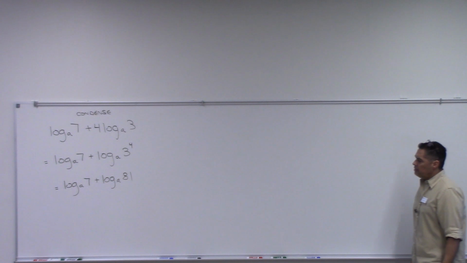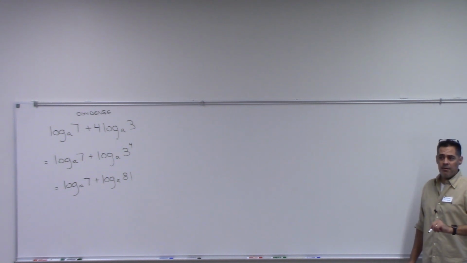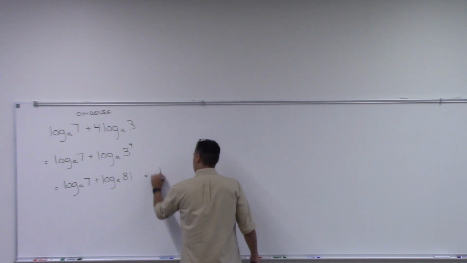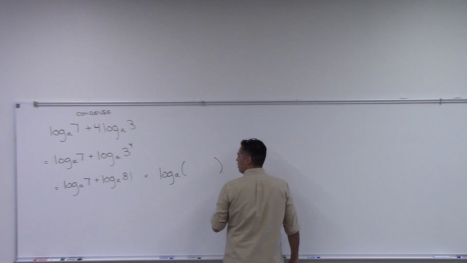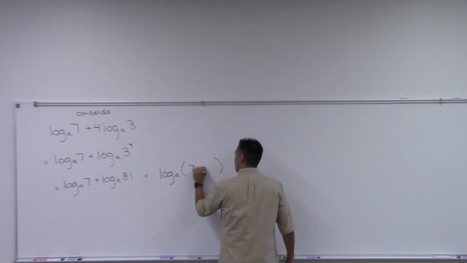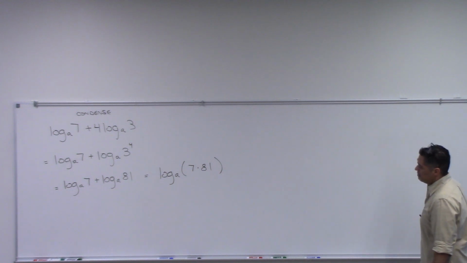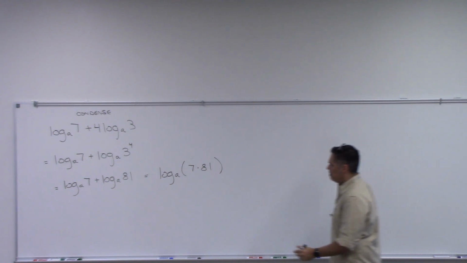Is there anything else I can do? I have 2 logs that are being added, so I can turn that into 1 log with multiplication. So this becomes a single log, but inside I have 7 times 81, which is 567, I think. Someone check that. Isn't that 567?